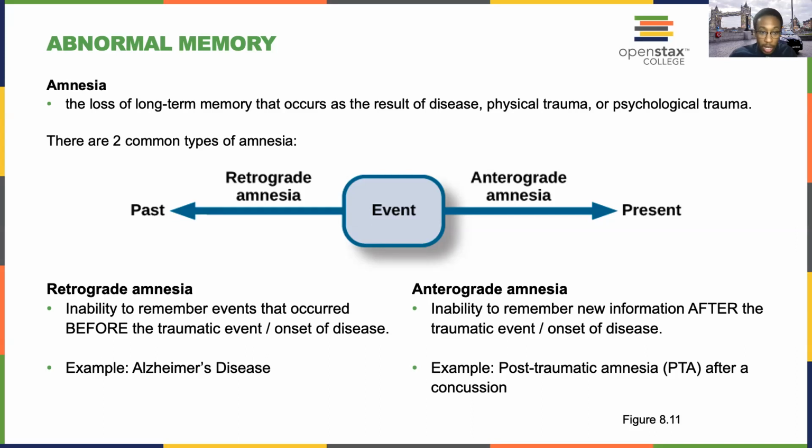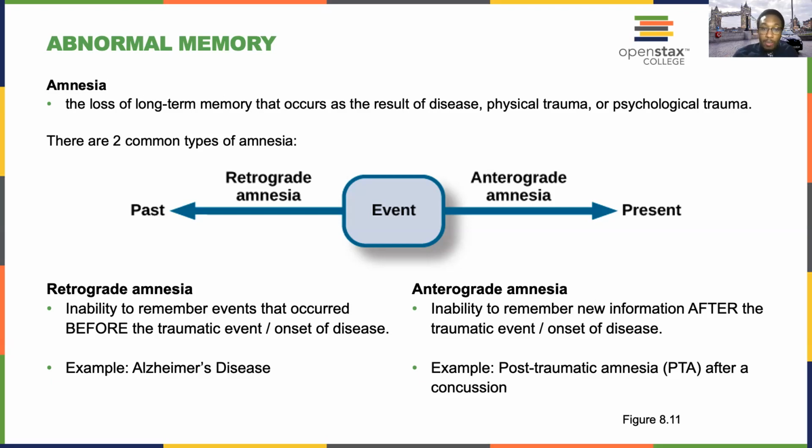Then there's anterograde amnesia, which is the inability to remember new information after a traumatic event or after the onset of disease. One example is when some people have a concussion, they might experience what's called post-traumatic amnesia, which is a temporary state of not being able to form new memories, perhaps for an hour or longer after experiencing a severe concussion. It's a confused state in which a person won't have any memories afterwards, but after they emerge from that period of post-traumatic amnesia, they're able to make new memories again.